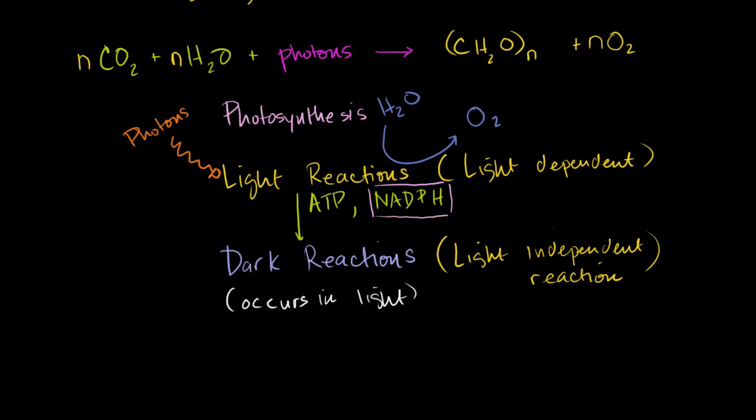Let me write that down. This is a good reminder. Oil rig, right? Oxidation is losing an electron. Reduction is gaining an electron. Your charge is reduced when you gain an electron, right? It has a negative charge.